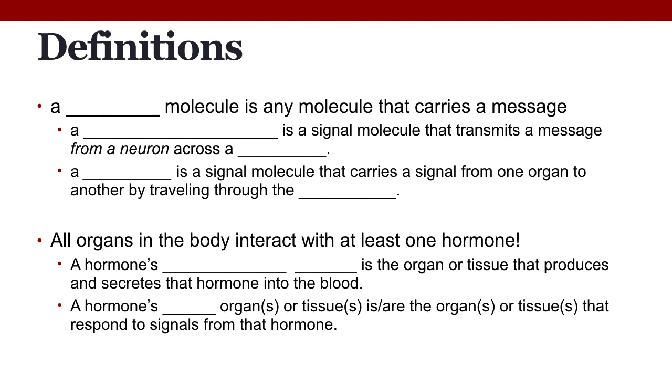So the molecules that carry these messages are called signal molecules. We see this type of communication in the nervous system. In this case, a neurotransmitter is the signal molecule that transmits a message from a neuron across a synapse. Other types of signaling happen in the body where the message is transmitted from one organ to another. In this case, a hormone is the signal molecule that carries a signal from one organ to another by traveling through the blood.